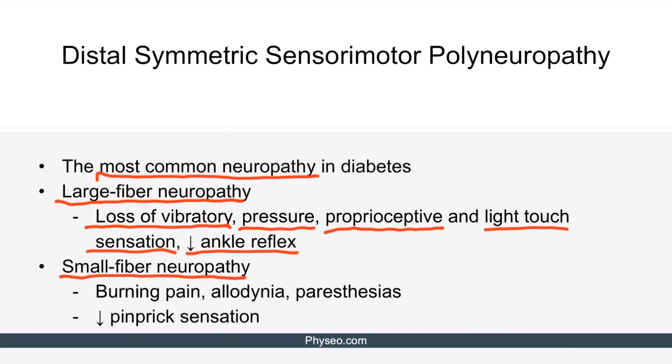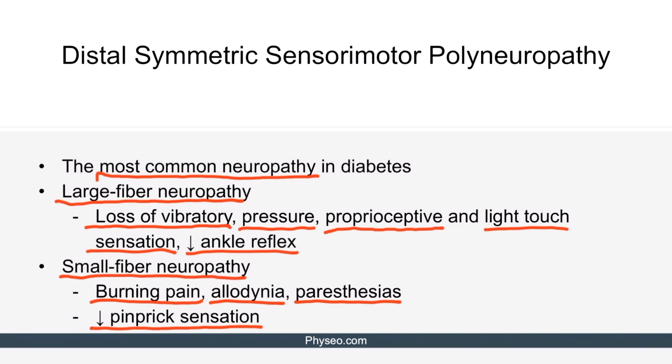On the other hand, small fiber neuropathy is associated with positive symptoms, such as the presence of a burning pain, allodynia, which is the experience of pain from generally non-painful stimuli. The patient can also have paresthesias, and that's the feeling of that pins and needles sensation in the absence of pins and needle stimuli. And with this small fiber neuropathy, patients often have reduced pinprick sensation.